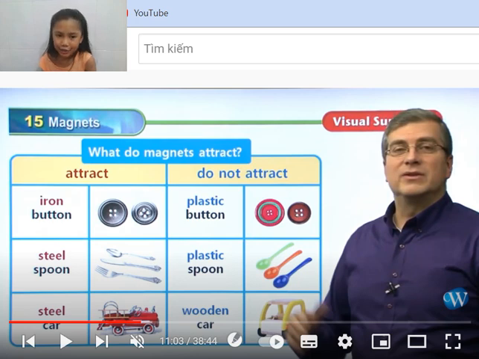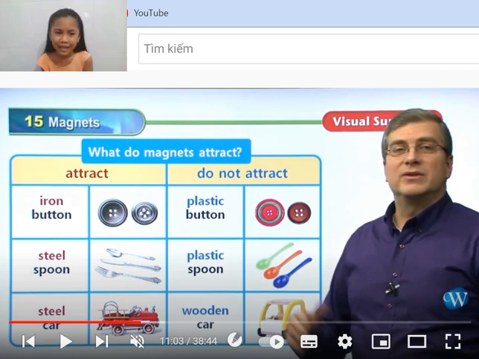Okay, so let's come to a chart here. What do magnets attract? We're going to be learning about things that attract and do not attract to magnets. Things that attract to magnets can be iron, right? Iron things like buttons, or steel things like spoons, forks, or snaps. Cars are made out of steel. All kinds of stuff are made out of steel, even bikes or scooters, right?